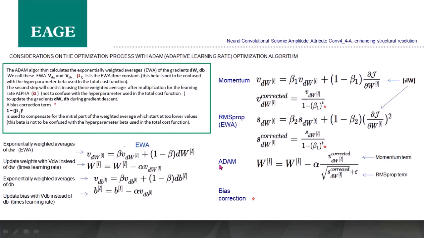Finally, the ADAM optimization algorithm is calculated from the component of the momentum. This is the component of the momentum corrected, and the component of the RMS prop. This is the component of the RMS prop corrected for the learning rate alpha to calculate the parameters.